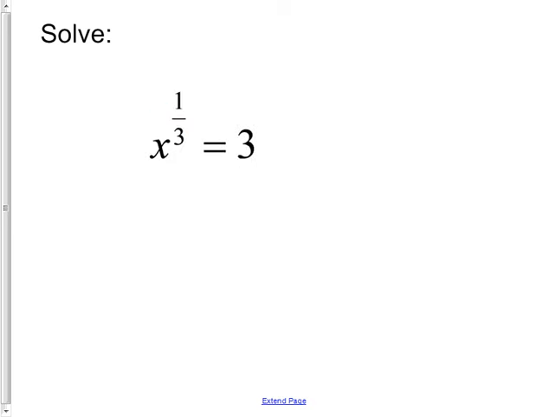This one we just put both of them to the what power? 3rd. If I put something to the 3rd power, does that cause a problem? Nope. Putting something to a not fraction power, like putting something to the 2nd or the 3rd or the 4th or the 5th, that never brings in the absolute values. It's only square roots or even roots. So this one's x equals 27. Moving on to this one.